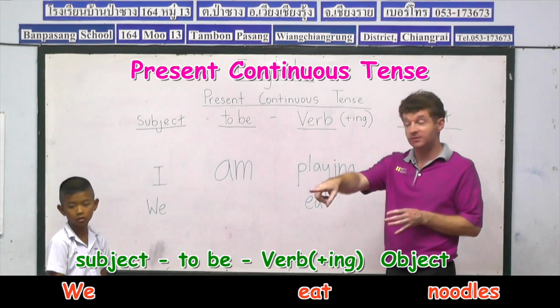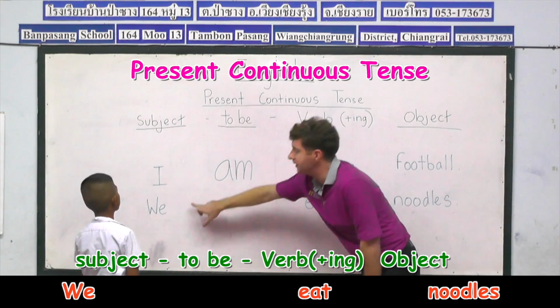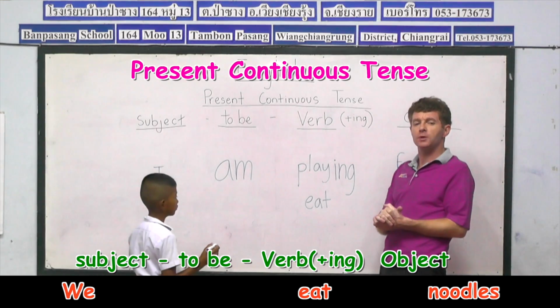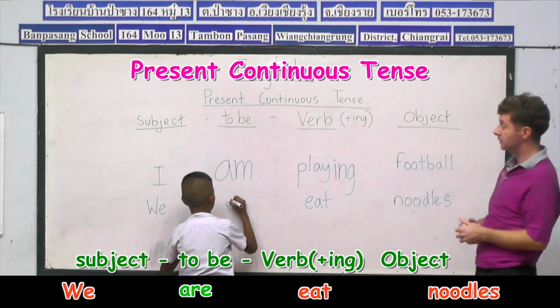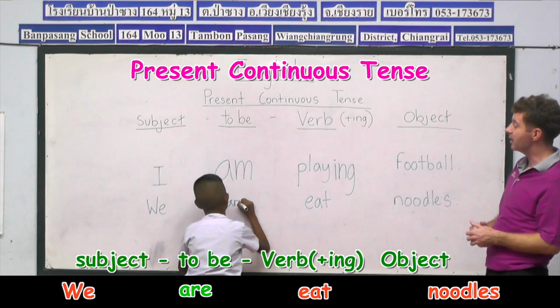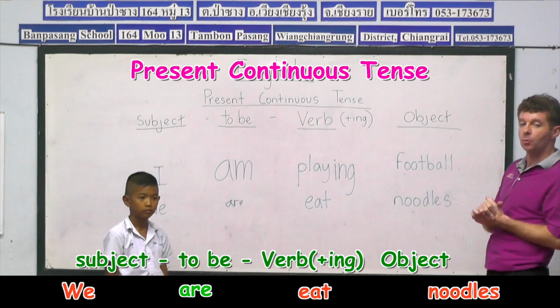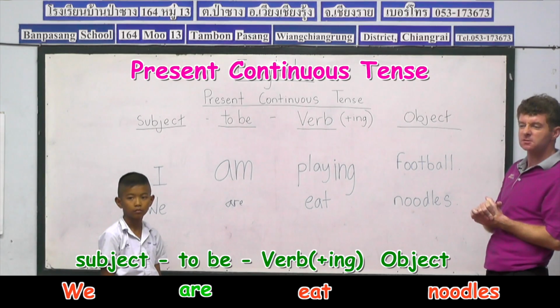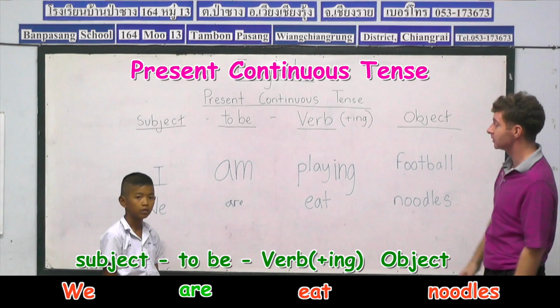Okay, so first of all, Pat, what we need to do, if we're using the subject we, what form of verb to be do we use, guys? Are. Are. Perfect. And now what do we need to do with our verb word? We are eat noodles. We are eating noodles.